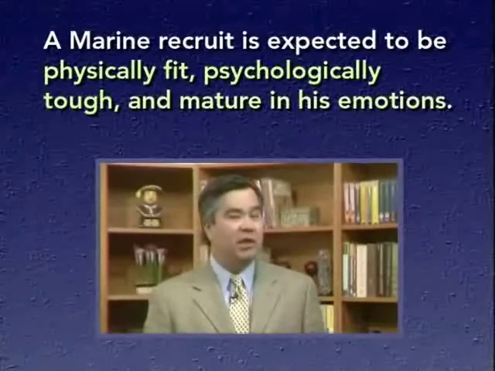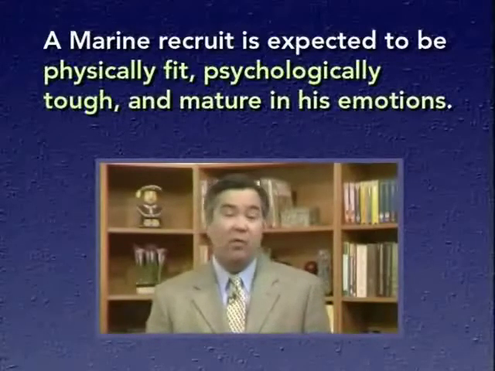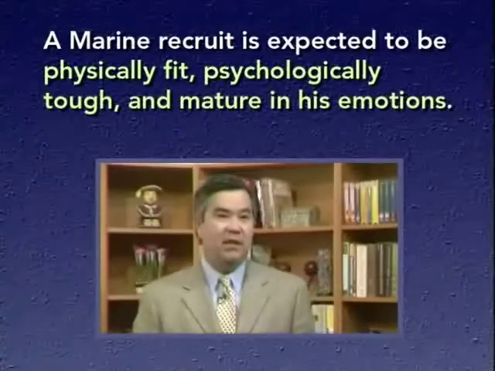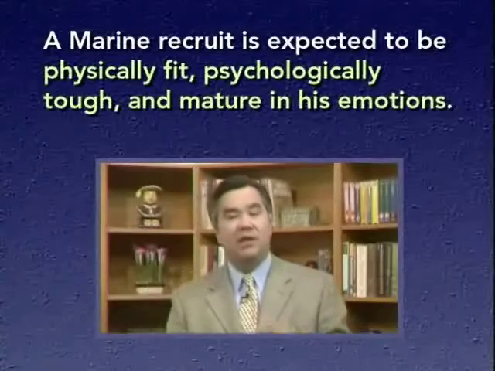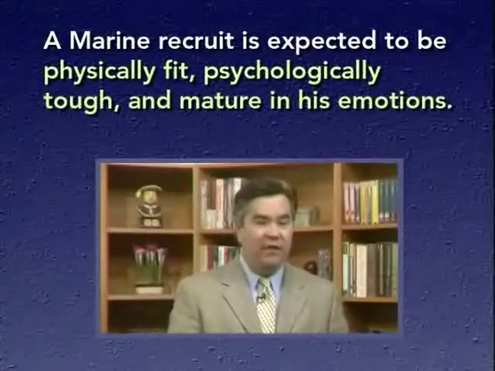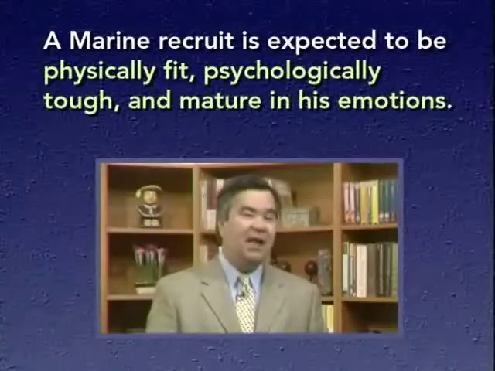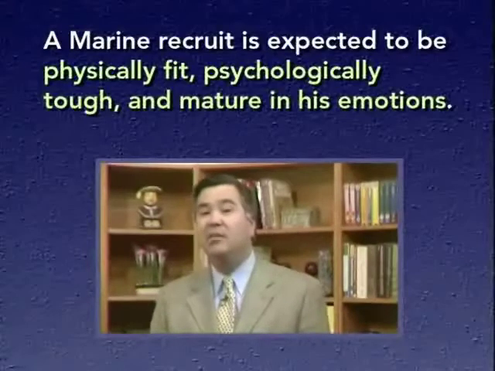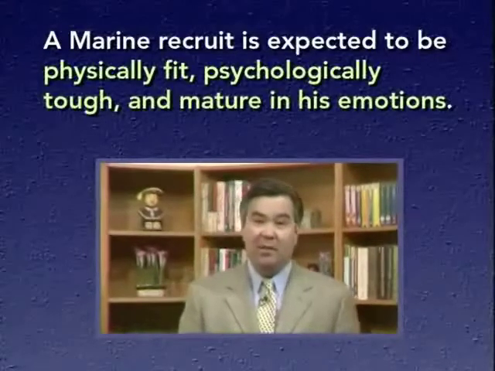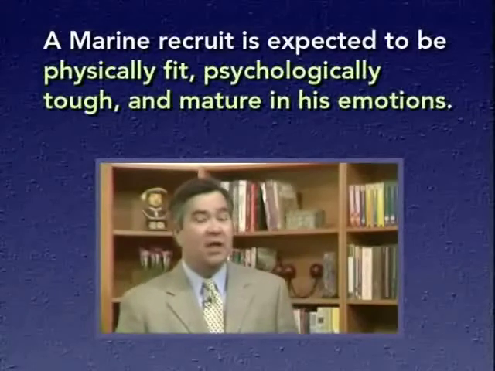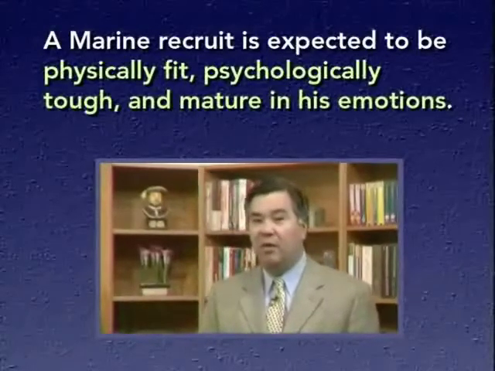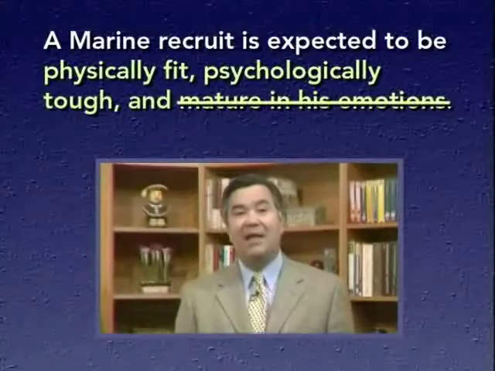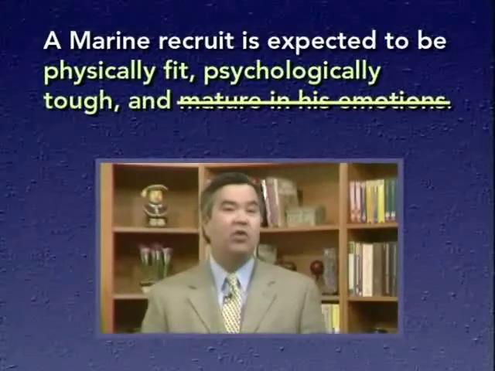Mature in his emotions is written in a different grammatical form. We do have the adjective mature, which describes what a Marine recruit is expected to be, but rather than being preceded by an adverb, like physically or psychologically, instead the adjective mature is being followed by the prepositional phrase in his emotions. Therefore, this third item in the list sounds different from the other two. It isn't set up in the same grammatical form. So once again, the principle of parallelism has been violated. We need to make a change to correct this sentence. How could you do it?